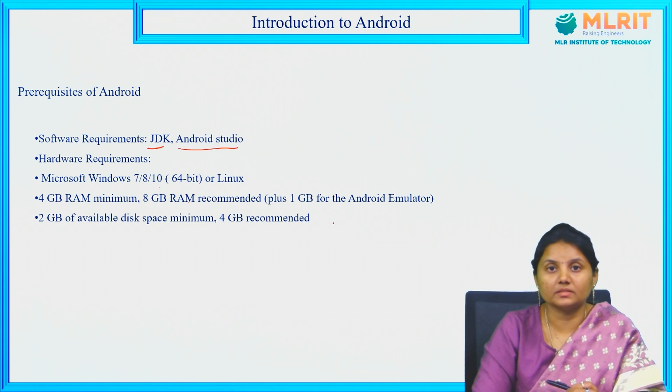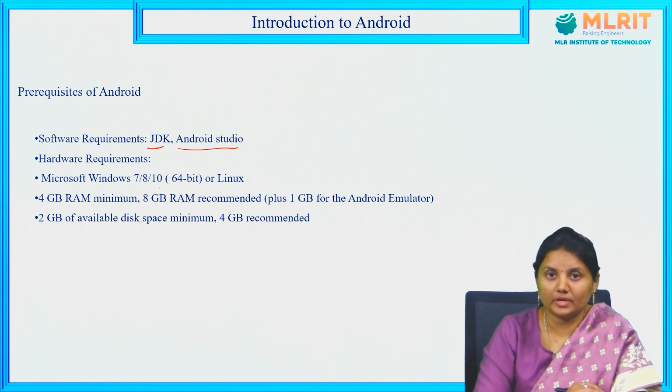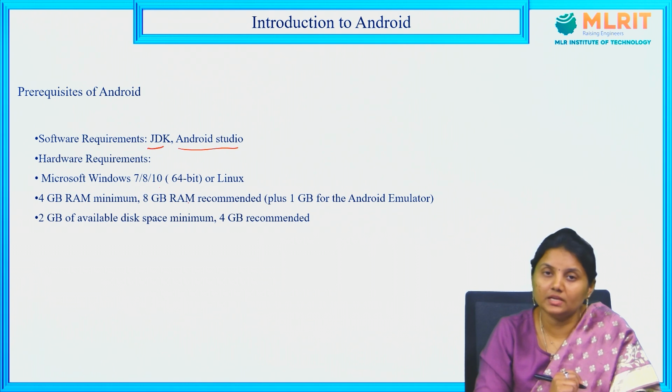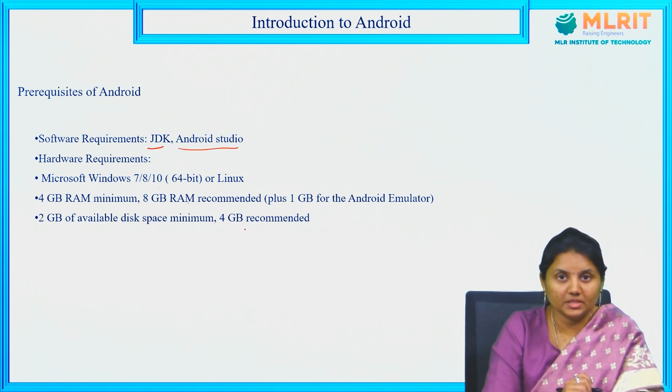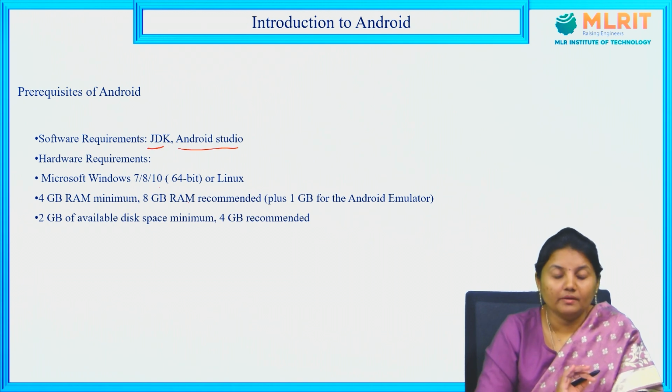The Android emulator is a virtual device that will be there when you install your Android Studio. This emulator helps the user to execute your program like a virtual Android mobile phone. It will give you a virtual device on the screen, so your APK file can be deployed into it and executed. Then 2 GB of available disk space minimum, 4 GB is recommended. So better we have 4 GB.